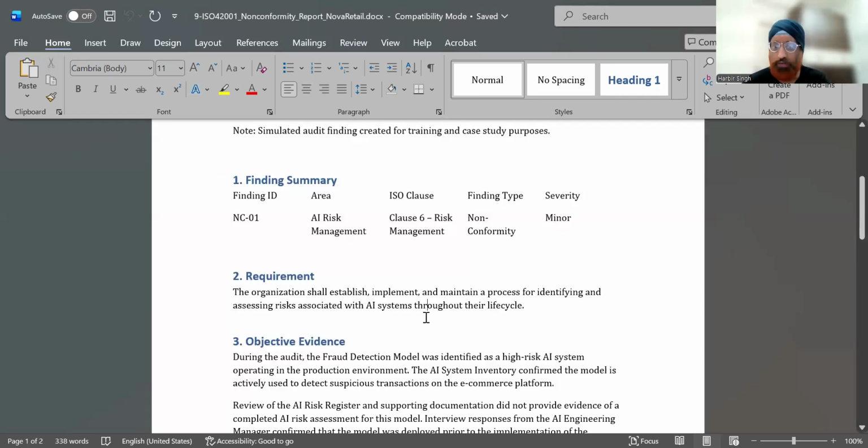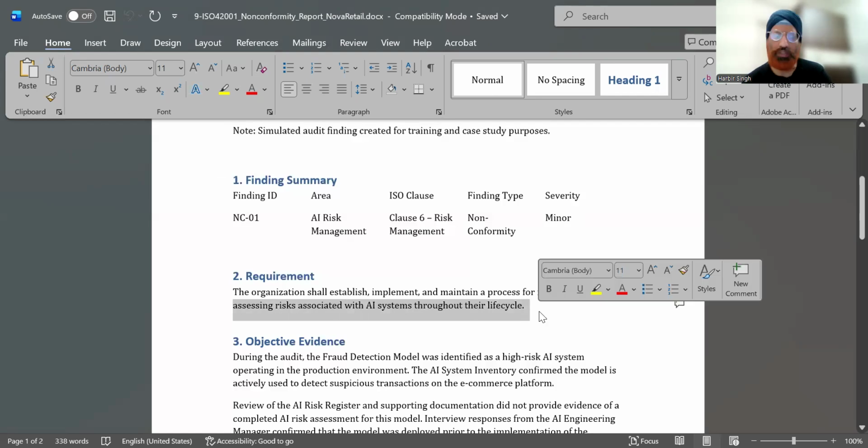What was the requirement against which this NC is raised? This NC is raised against a certain requirement. What was that requirement, right? So this was the requirement. The organization shall establish, implement, and maintain the process for identifying and assessing risks associated with the AI systems throughout the life cycle.